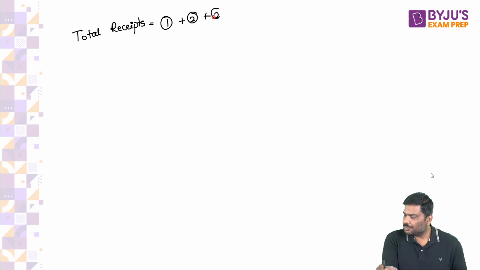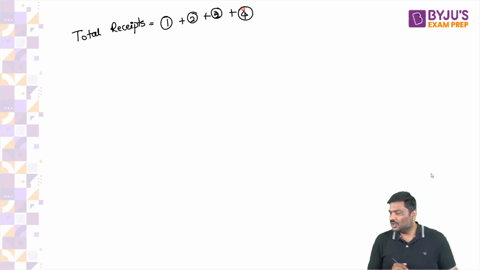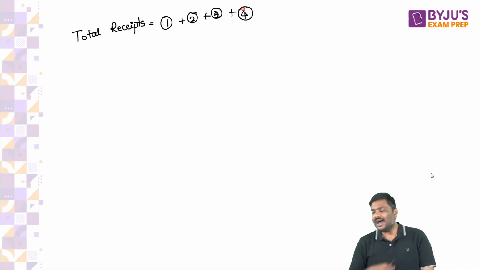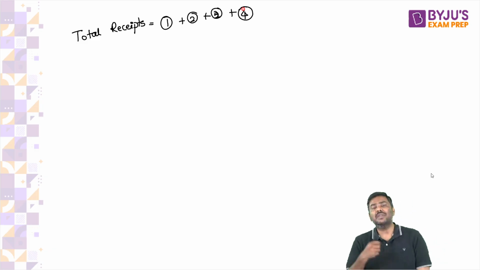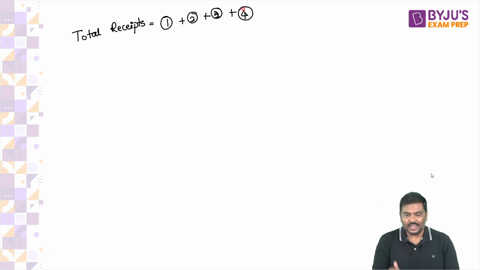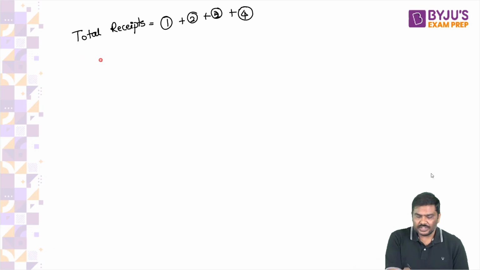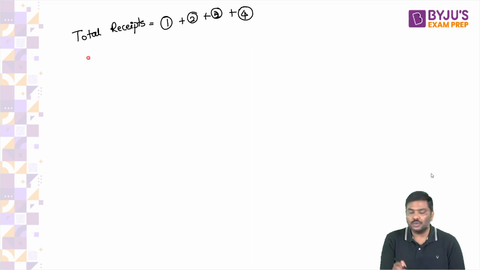1 plus 2 plus 3 plus 4. Any difficulty here? Total receipts collected by the government are 1 plus 2 plus 3 plus 4. Anybody has a difficulty? Now within this, I'll basically divide them into two parts.